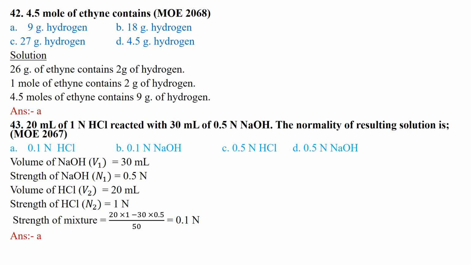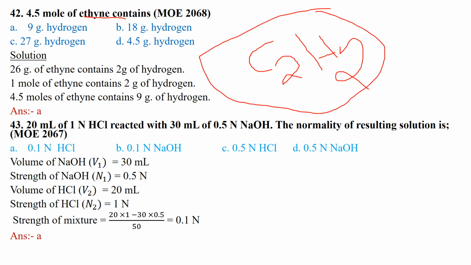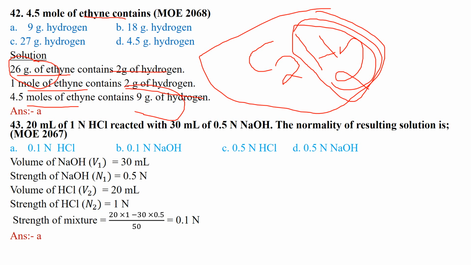4.5 moles of ethane contain, right? What is the molecular formula of ethane? C2H6, right? C2H6 is the molecular formula of ethane. What is the molecular weight? 30, that is 12 into 2 plus 6. Then 30 gram of ethane contains 6 gram of hydrogen, according to this molecular formula. Then 1 mole of ethane means 30 gram of ethane, which, according to the mole concept, contains 6 gram of hydrogen. Then 4.5 moles contain 27 gram of hydrogen. Simple question.